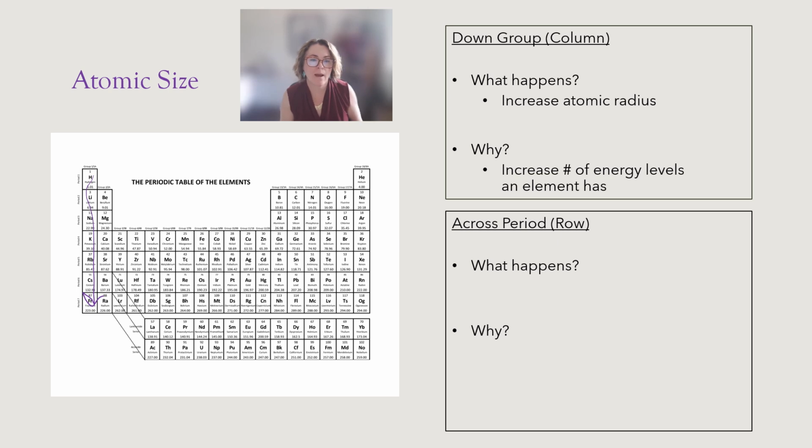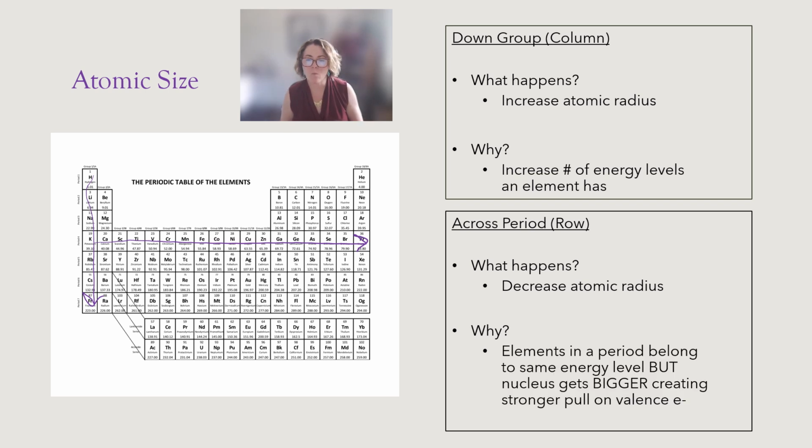Now let's talk about what happens when you go across a period. So when you go across like this, the thing to keep in mind is that you're not adding energy levels as you go across. What happens to the size is that the atomic radius is going to decrease. So as you move from left to right, those atoms get smaller. Well, let's talk about why.